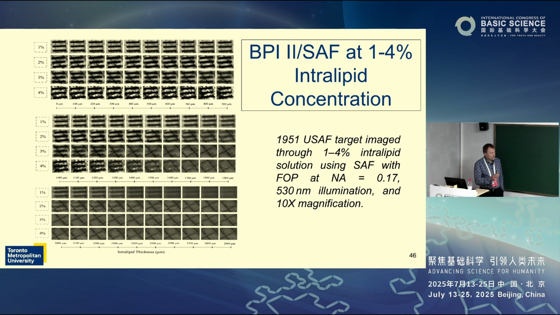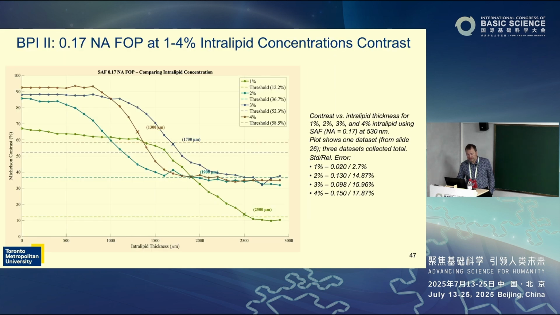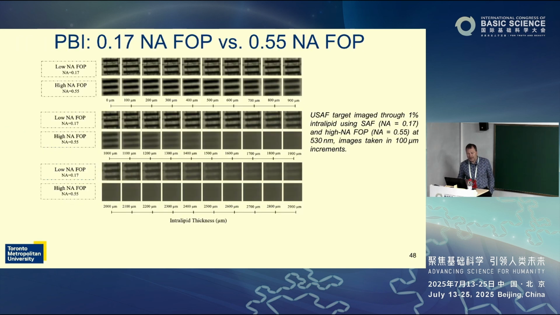So that's what we were comparing between the numerical aperture. We were applying fiber optic plates with different numerical apertures, and that's shown on the plot. And that was comparing the numerical aperture 0.17 versus 0.55. 0.55 is pretty much the standard fiber optic plate, and 0.17 was the customized fiber optic plate.